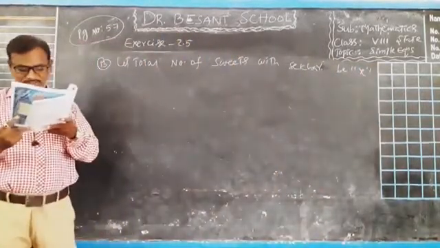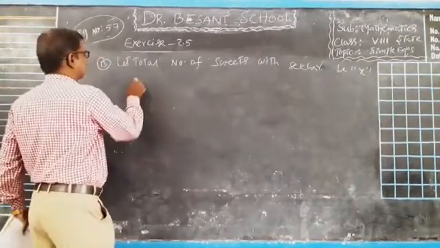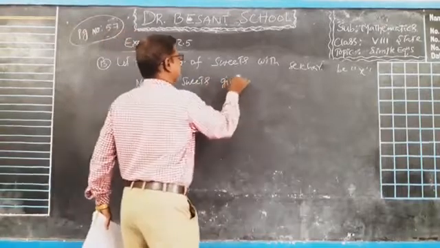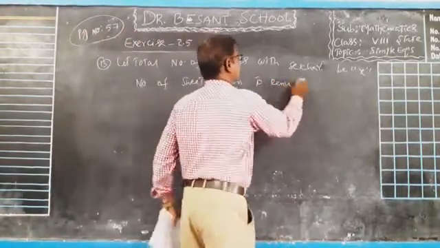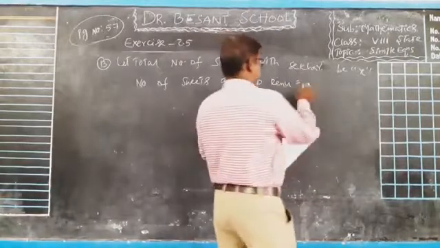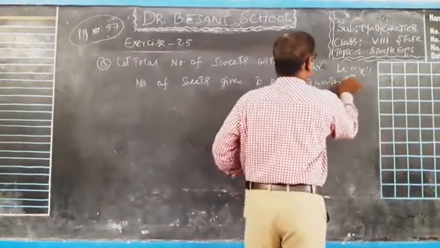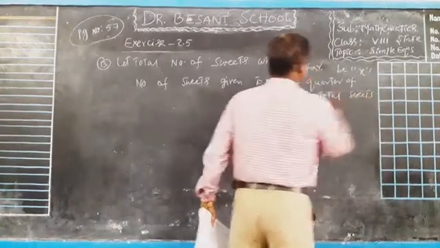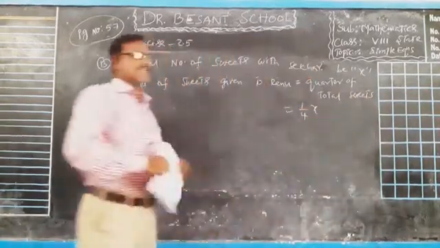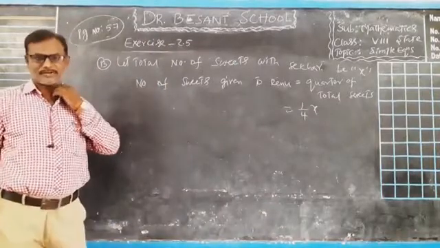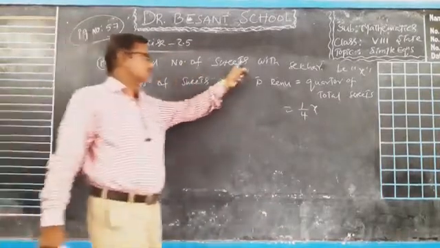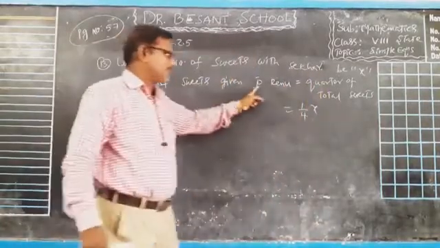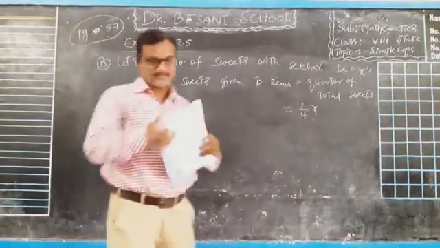The number of sweets given to Renu equals a quarter of the total sweets. That is equal to 1/4 of X. See, children, what I supposed? I supposed the total number of sweets with Shaker, not Renu, Shaker, as X. So the number of sweets given to Renu, a quarter of the total number of sweets, is 1/4 of X.